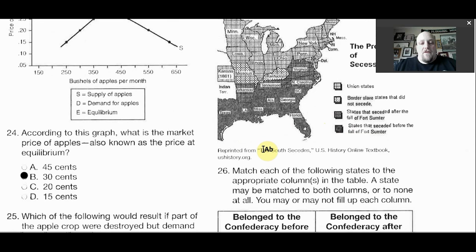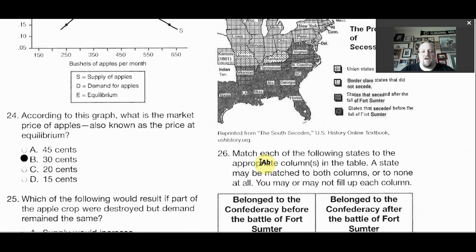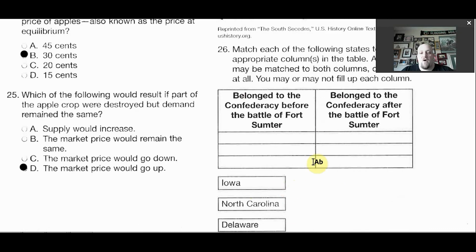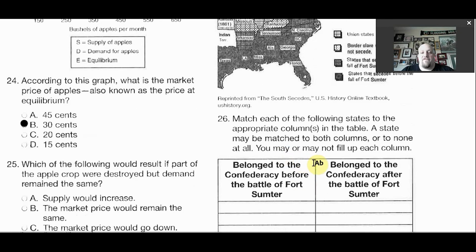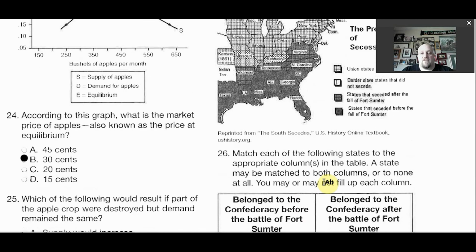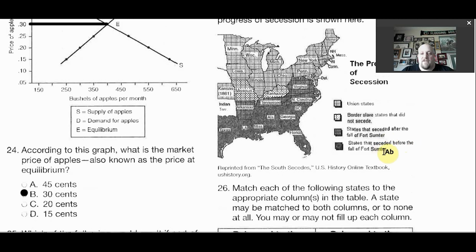So you go down here, match each of the following states to the appropriate column in the table. It's important to note that a state may be matched on both columns, so you can have them in both, or none at all. So you might have a couple states on here that have nowhere to go up here. You may or may not fill up each column. So, belonged to the Confederacy before the fall of Fort Sumter. So we looked at, so here's before, and that's all these ones along here: Florida, Georgia, Alabama, Mississippi, Louisiana, Texas, and South Carolina.